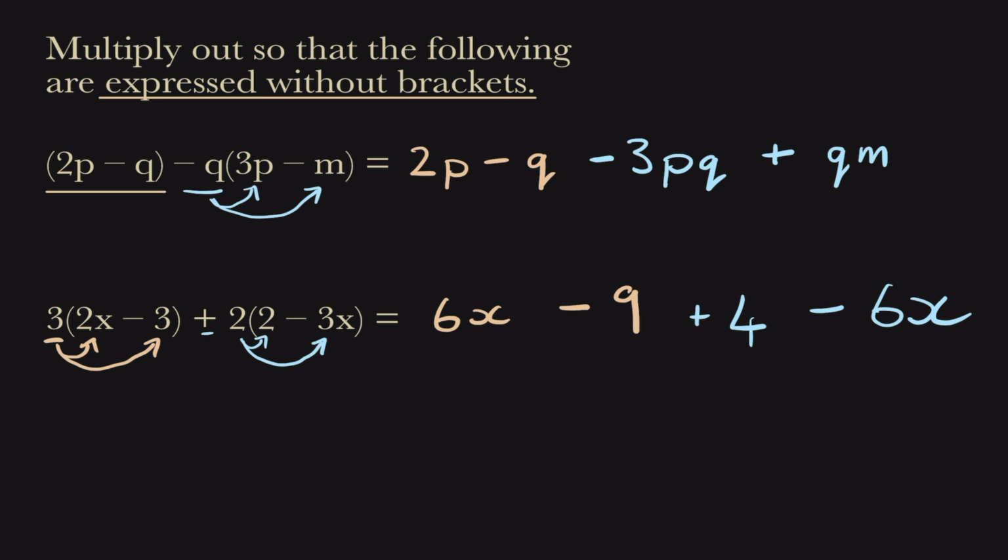So that's the same expression without the brackets, but we can make it a little bit simpler. We have some like terms that we can combine. We've got a 6x and a minus 6x. And we also have a minus 9 and a plus 4. When we combine 6x and negative 6x, they combine to nothing, so we don't need to write anything for the x part. And when we combine negative 9 and plus 4, that totals to minus 5. So that whole initial expression can be simplified down to minus 5.